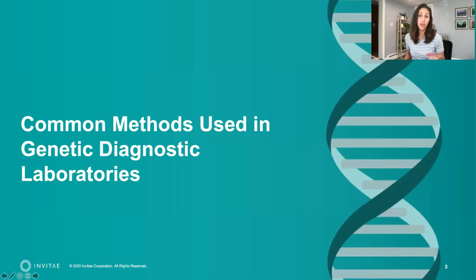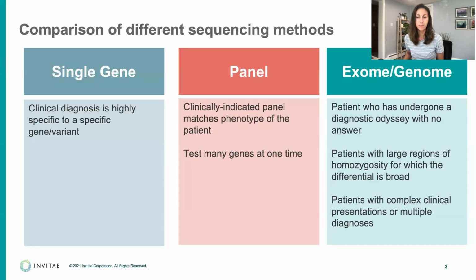So I wanted to start off with the methods. What are the methods that we use to do genetic testing in a diagnostic laboratory? Here are some of the common methods we might use if we're trying to interrogate at the gene level. Traditionally, a while back, you would do single gene testing. This is rarely done now, but still sometimes useful if the clinical diagnosis is highly specific to a single gene or a single gene variant.